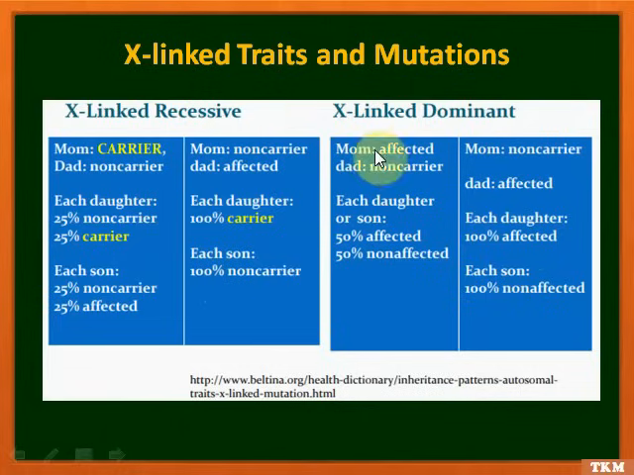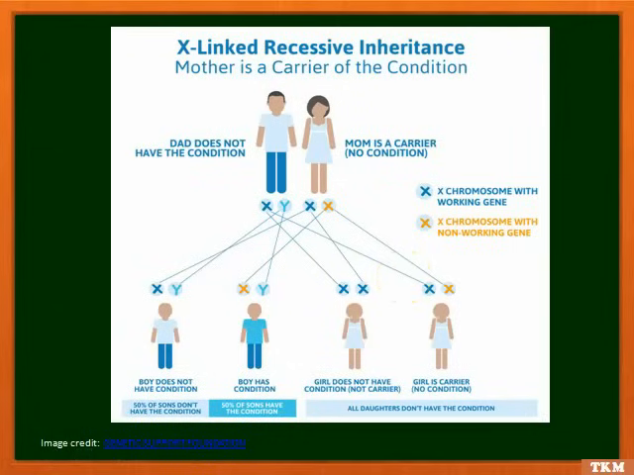If we talk about X-linked dominant, wherein the mom is affected and the dad is non-carrier, there will be 50-50% chances, be it daughter or son, they will be affected or non-affected. Now we'll see this inheritance chart to understand the concepts further.